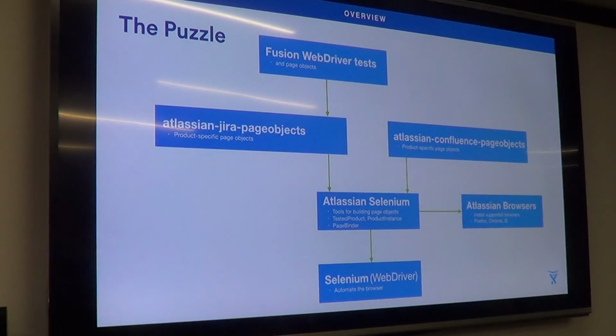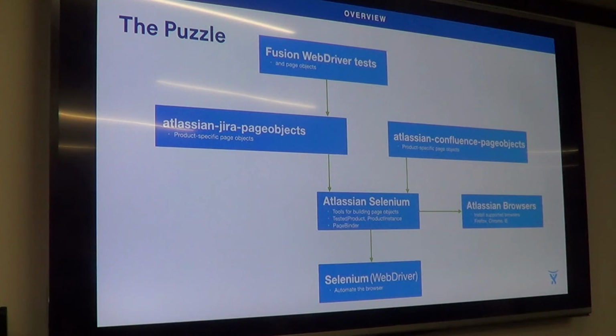Just to give you some picture, if you didn't know, of what the dependency tree for your Webdriver test looks like. Starting from the top, you have Webdriver tests, and Fusion Webdriver tests, say the ones that run in Jira plugins. They depend on Atlassian Jira page objects, which is the product-specific Jira library of page objects that also transitively gives you Atlassian Selenium, which is our framework for building page objects and running Webdriver tests.